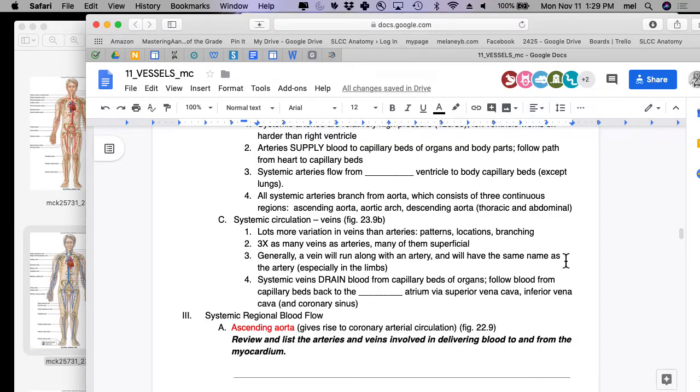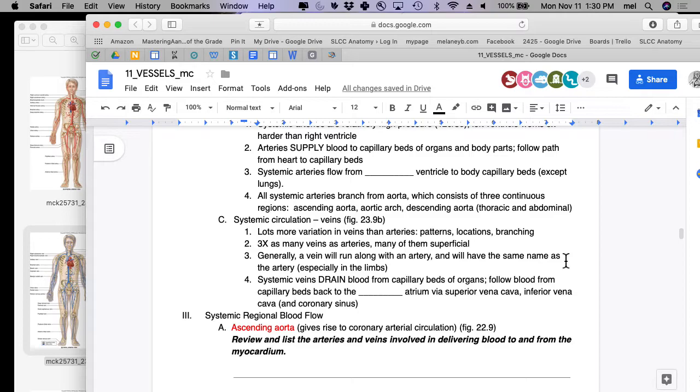But every systemic vein is going to end up in, ultimately, the blood's going to end up in what chamber? Right atrium. And it's going to end up getting there by 3 possible vessels. If it's coming from head and arms, it's going to end up in the superior vena cava. If it's coming from below the heart, it's going to end up in the inferior vena cava. If it's coming from the heart muscle itself, it's the coronary sinus.